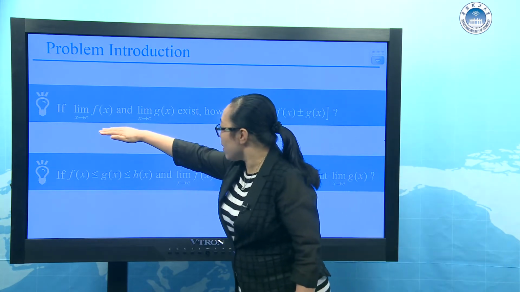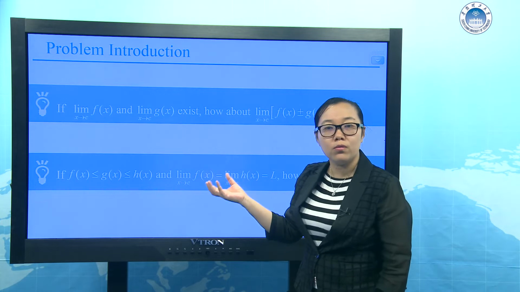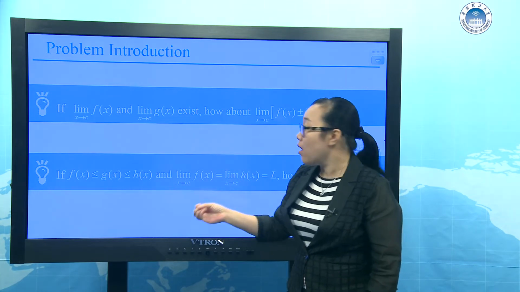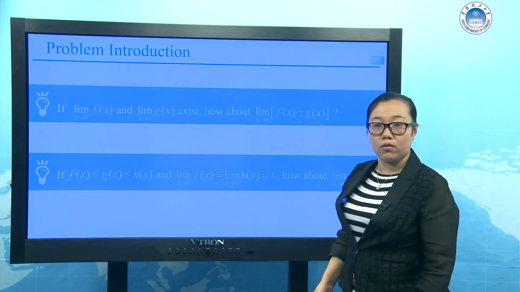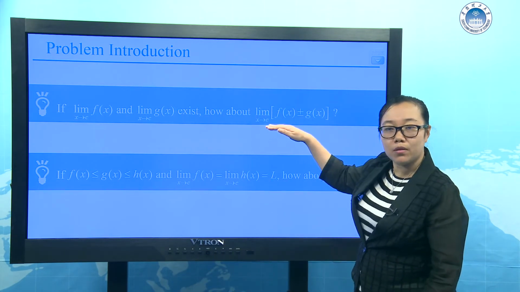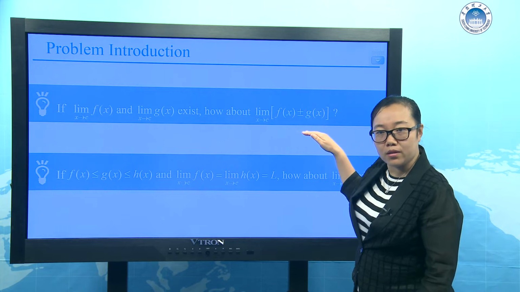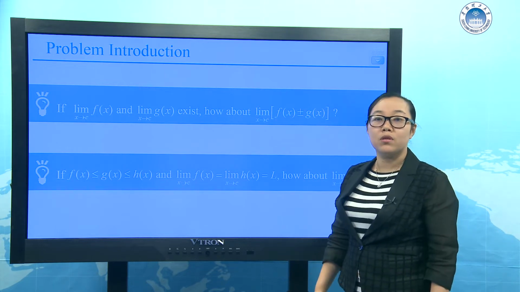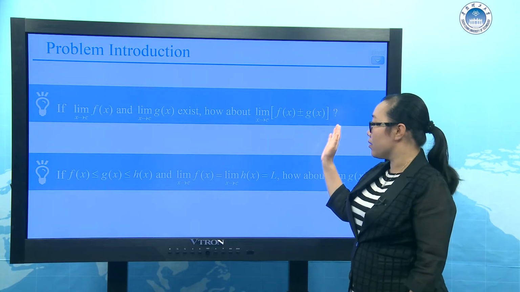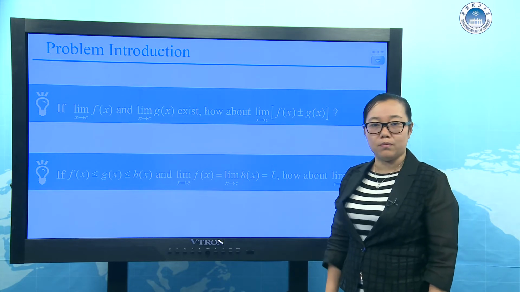If the limits of f(x) and g(x) exist as x tends to c, we ask ourselves: how about the limit of f plus g, or f minus g? Is there some relationship between f and g corresponding to the limits?